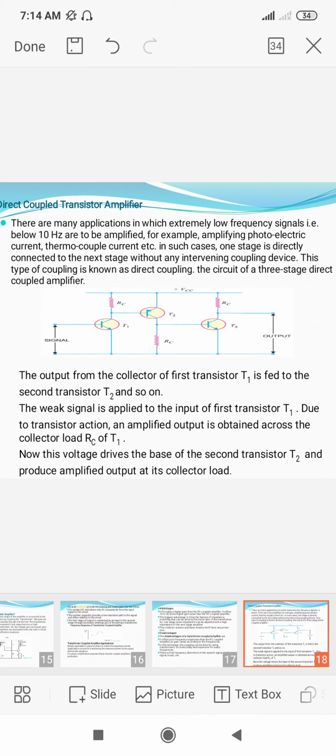The circuit of the three-stage direct coupled amplifier. The output from the collector of the first transistor T1 is fed to the second transistor T2, and so on. The weak signal is applied to the input of the first transistor T1 and, due to transistor action, is amplified. The output is obtained across the collector load RC of T1. Now this voltage drives the base of the second transistor T2 and produces an amplified output at its collector load.